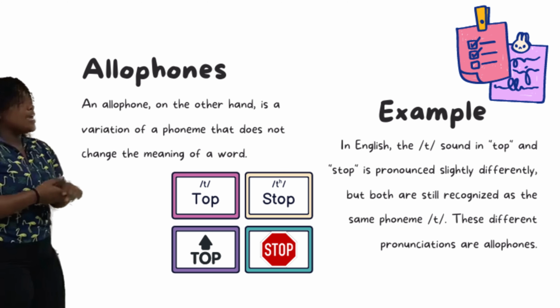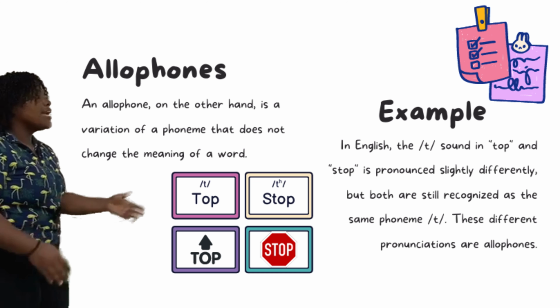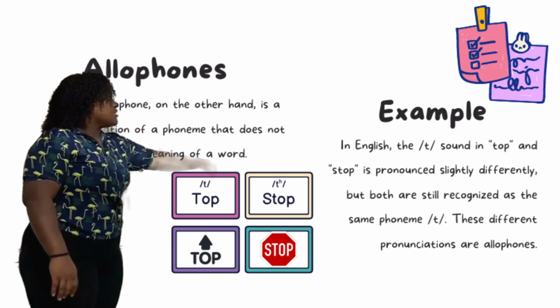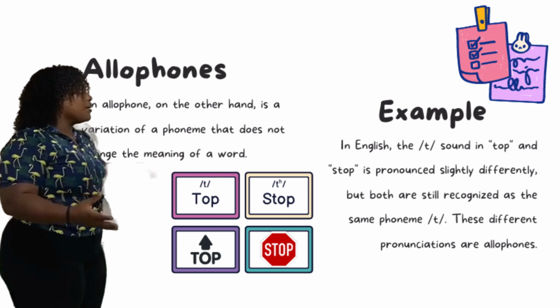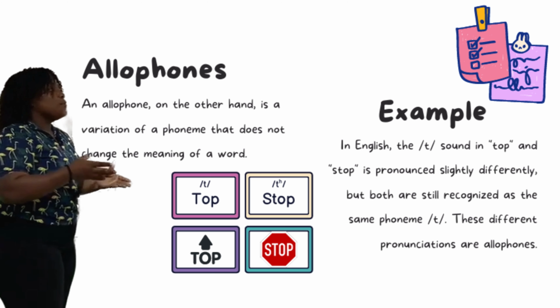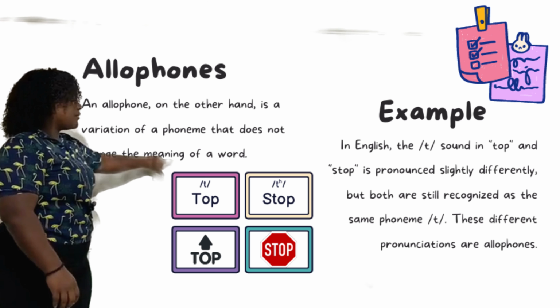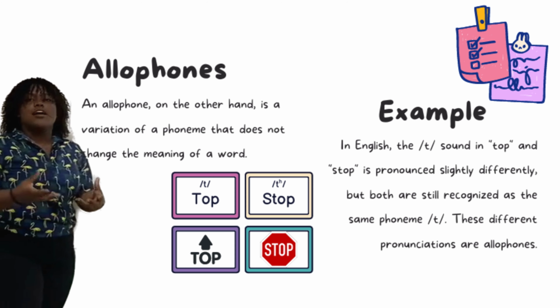Allophones, on the other hand, are variations of a phoneme that do not change the meaning of a word. In English, the T sounds in "top" and "stop" are pronounced slightly differently, but both are still recognized as the same phoneme, T. These different pronunciations are allophones.